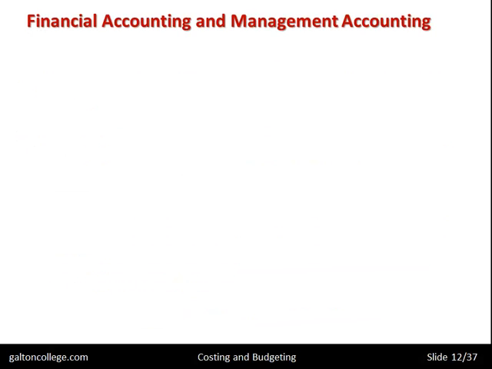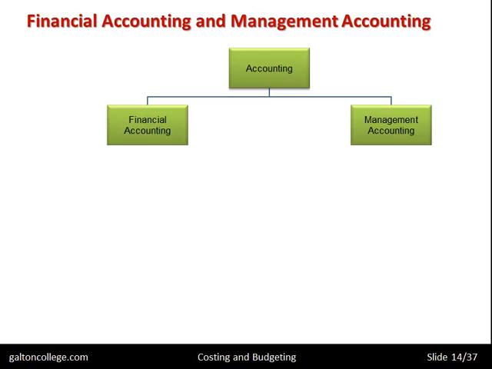Now, financial and management accountancy. As I said earlier, we can start to divide up accountancy into these two areas because they perform different functions. Let's have a look at how they're divided. So we'll start with, let's just say, accounting, being the most generic heading. And then we can divide that into management accounting on the right and financial accounting on the left.